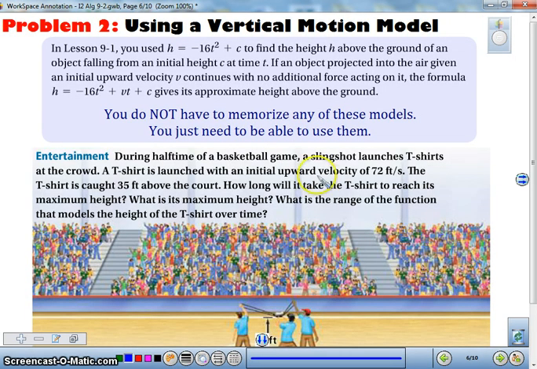Now, as we take a look at this using a vertical motion problem, it says in lesson 9.1, we learned that the height is equal to negative 16t squared plus c. H is our height from the ground of an object falling at an initial time, and c at that time, t. It says if an object is projected into the air, the initial upward velocity v has no additional force acting on it. So here is our formula. The height is equal to negative 16t squared, plus velocity times time, plus c, which is the initial height. It says this will give us an approximate height from the ground.